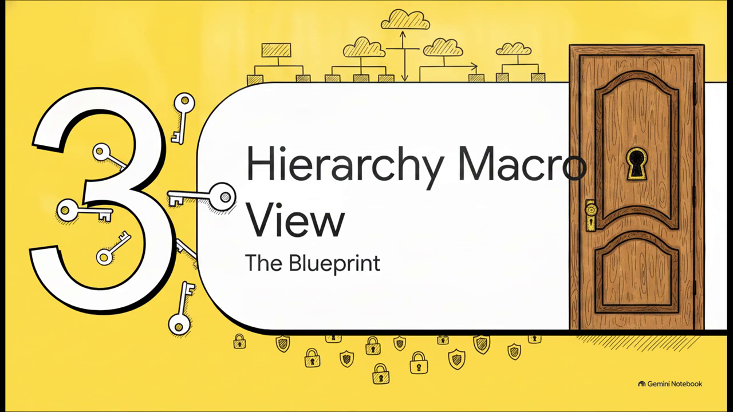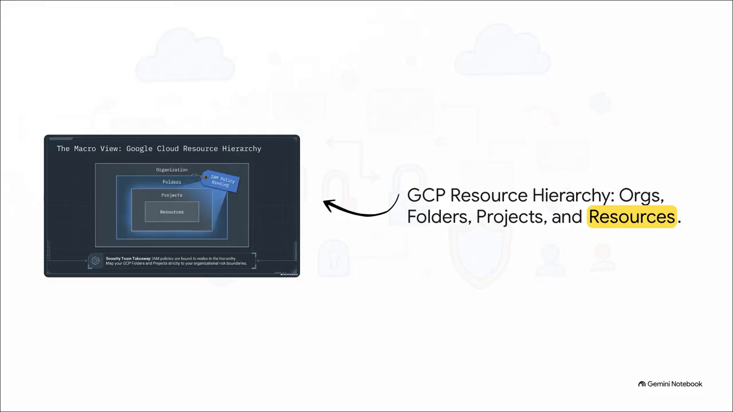All right, Section 3. The macro view of hierarchy, the blueprint. So here is your overarching blueprint. Google Cloud organizes everything into a very rigid hierarchy. Right up at the very top, you have your entire organization. Inside the organization, you've got your folders. Down inside those folders, you have your projects. And finally, inside the projects, you get to your actual individual resources, like your VMs or databases.